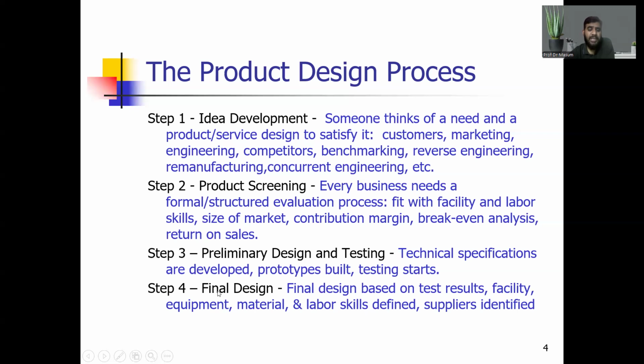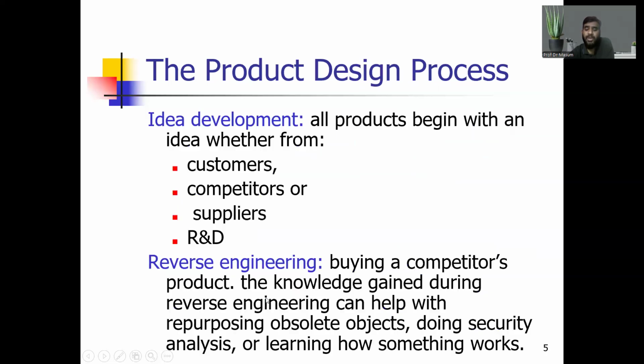Finally, they choose the final design, and in the garment sector, you know that after getting the final approval from the buyers, they send it for bulk production or commercialization. And when you are developing the design, the idea may come from the customers, competitors, suppliers, research and development wing.